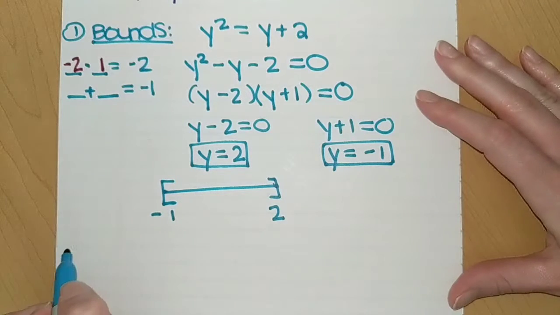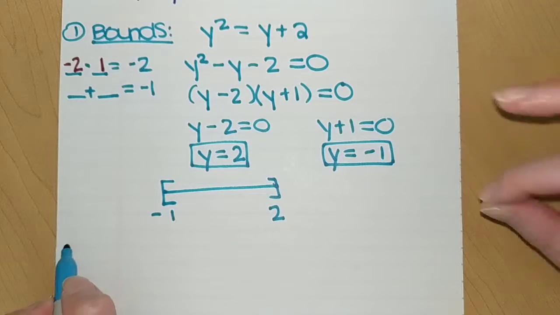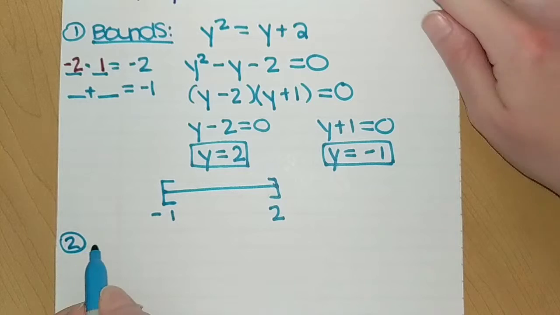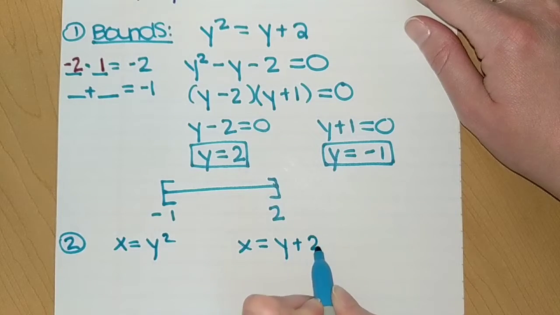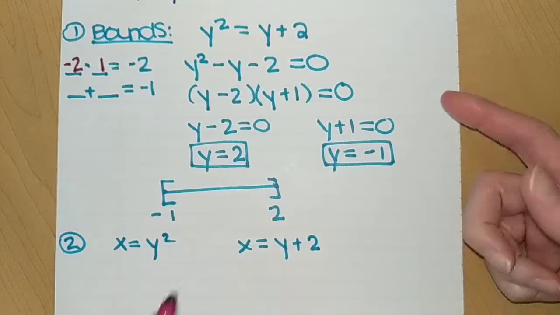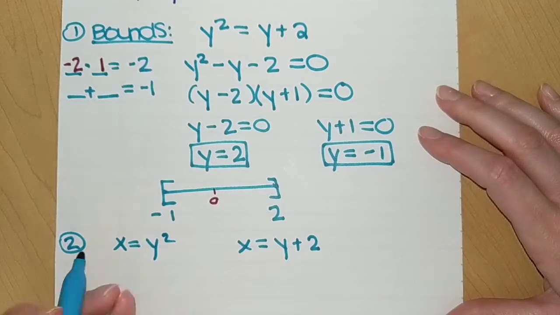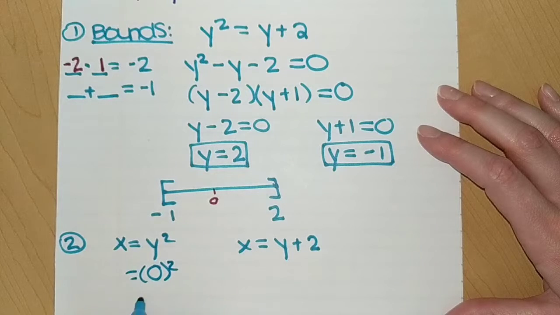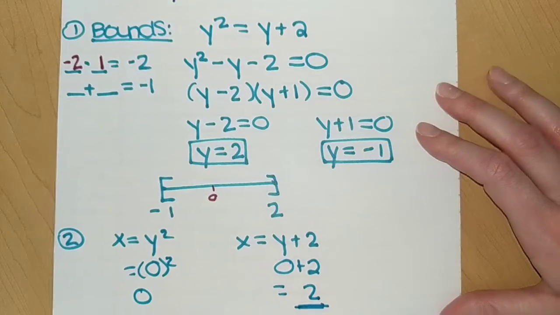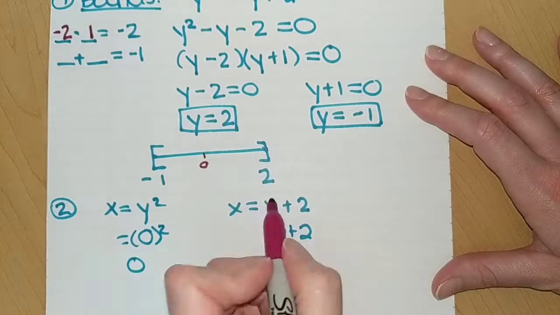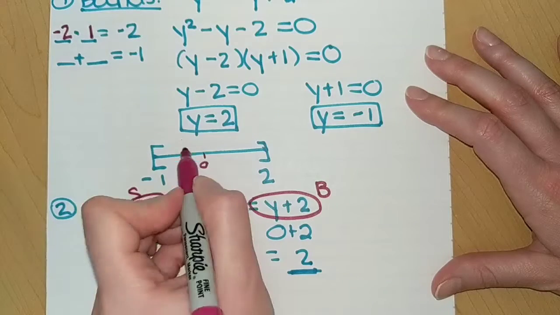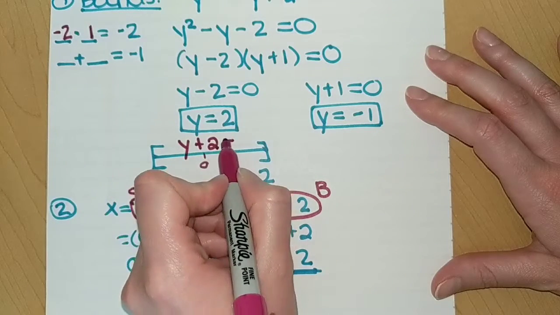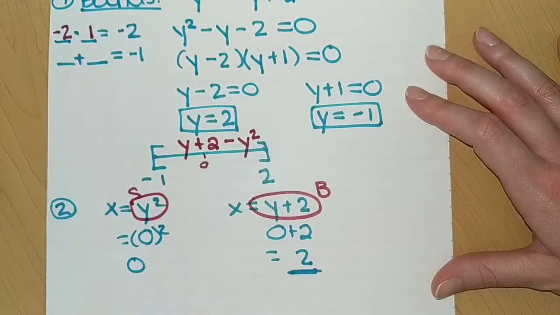Now at that point, you then have to determine which is going to be the bigger function. So to do that, you might look at your x is equal to y squared and your x is equal to y plus 2, and maybe plug in, for example, 0. When you plug in 0, you're going to have 0 squared, so just 0. And then here you'll have 0 plus 2, or 2. So that tells you that your bigger function is going to be the y plus 2, and then your smaller function is the y squared. So you'll have y plus 2 minus the smaller function of y squared.